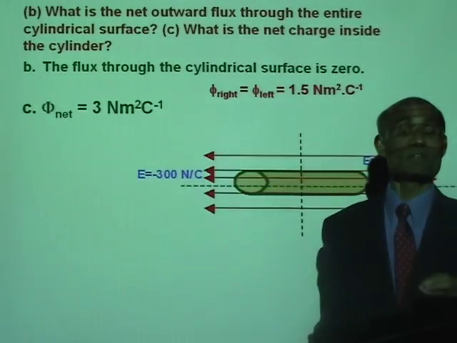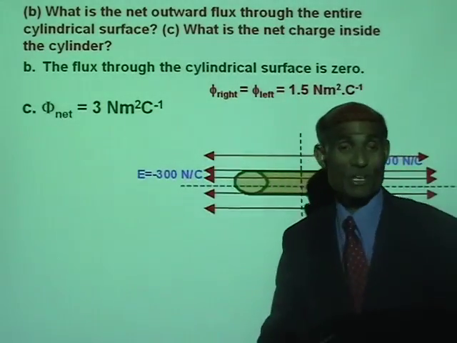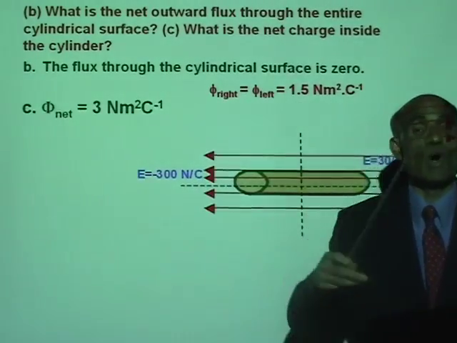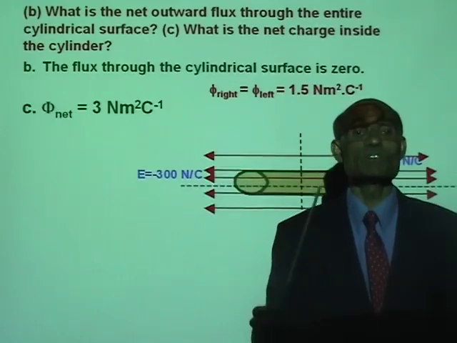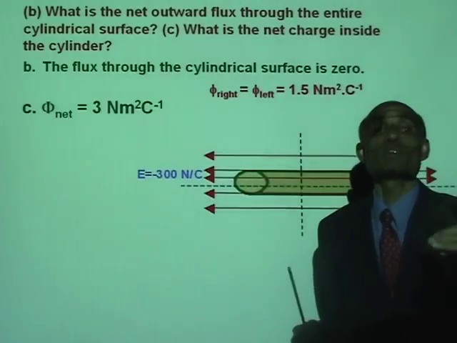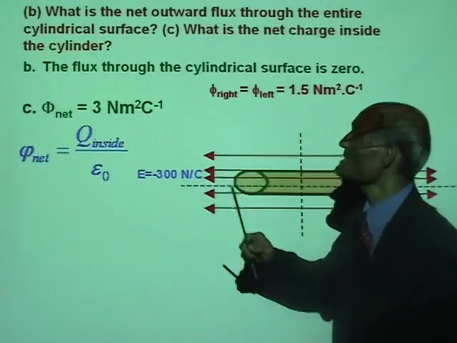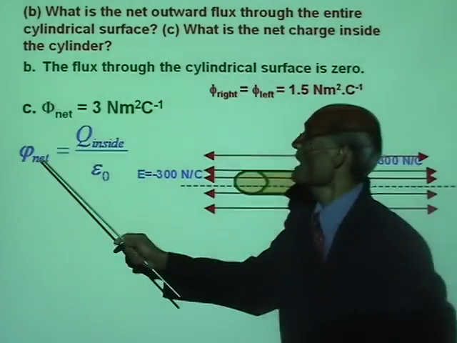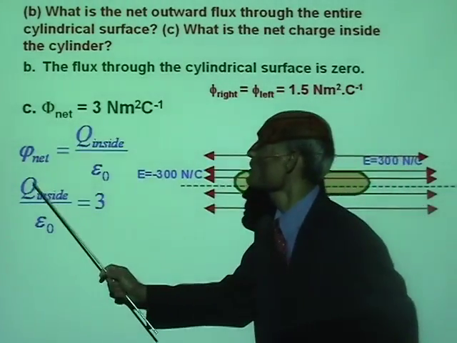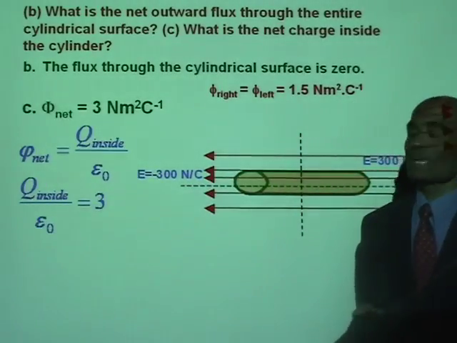All we need to do is go to Gauss's law. What does Gauss's law say? Gauss's law says phi net, the net flux either entering or leaving a surface, equals 4 pi k q inside, or q inside divided by epsilon naught. Phi net equals q inside divided by epsilon naught, and phi net is 3 Newton meter squared per coulomb. So we can write q inside divided by epsilon naught equals 3.